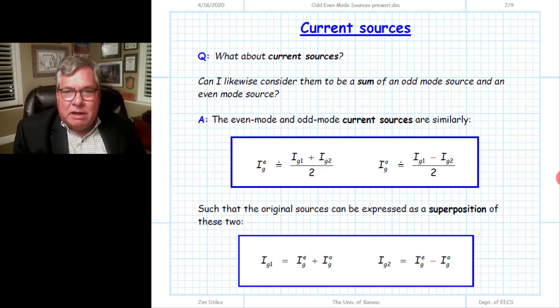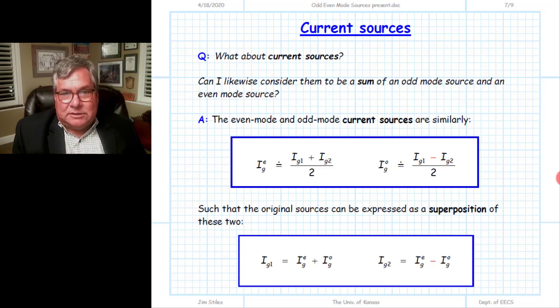So the even and odd mode sources that we demonstrated here have all been ideal voltage sources. What about current sources? Let's say we're trying to do a circuit analysis to determine the transimpedance parameters of some two-port device. We'd want to apply ideal current sources to find the open circuit voltage. Could we use the idea of odd-even mode analysis if we had a two-port device that exhibited bilateral symmetry, where we use current sources?